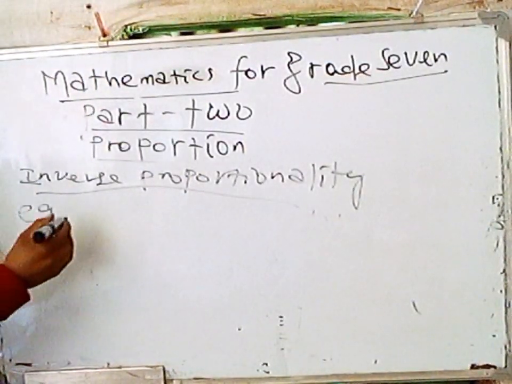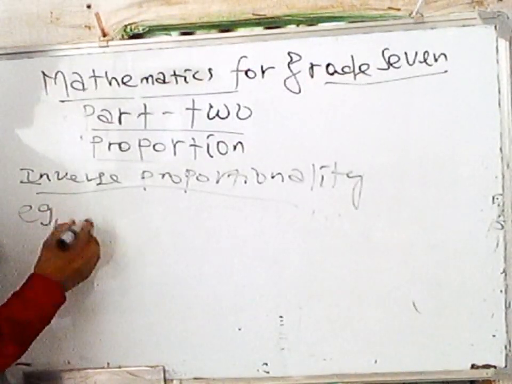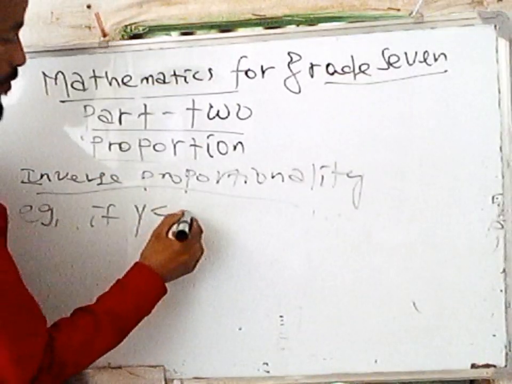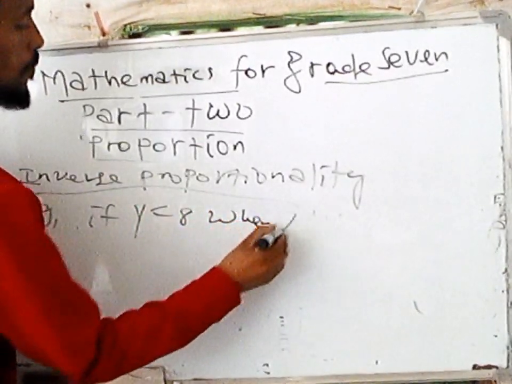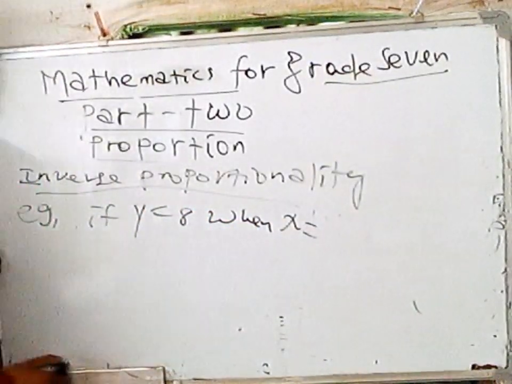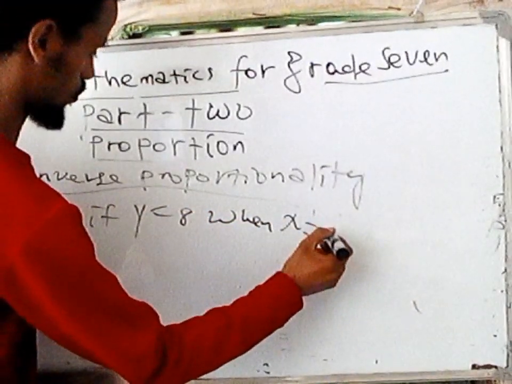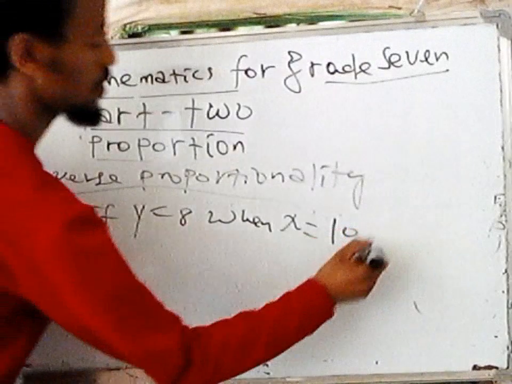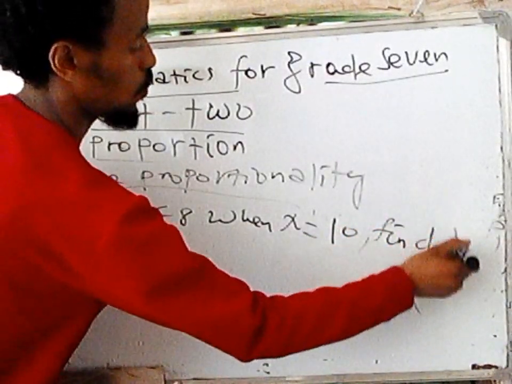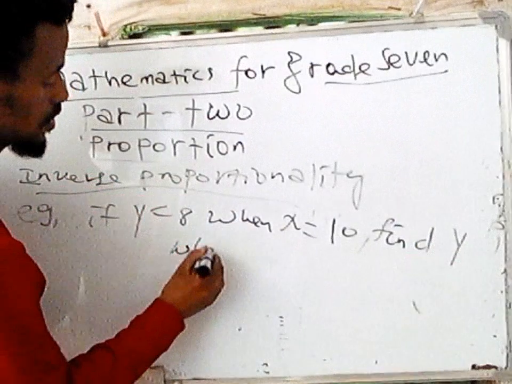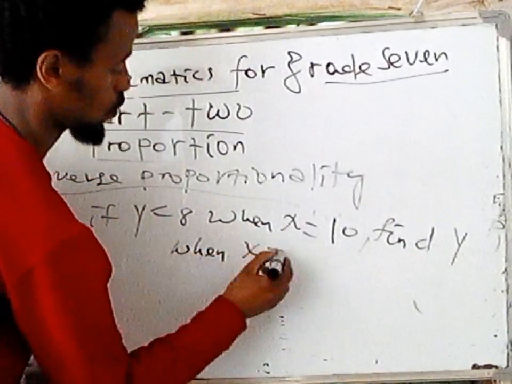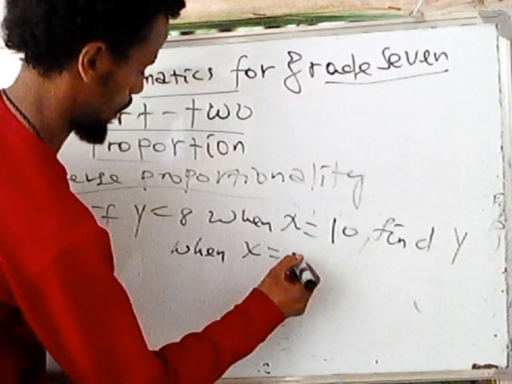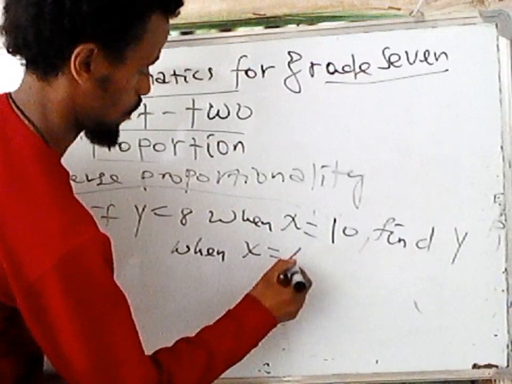Example: if y is equal to 8 when x is equal to 10, find y when x is equal to 4.